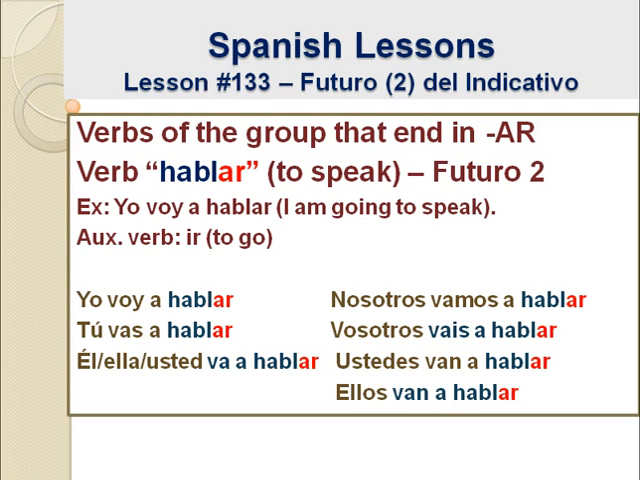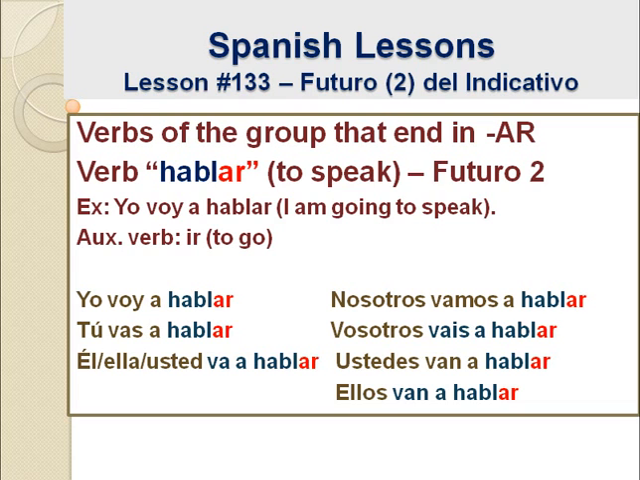Let's continue. Nosotros vamos a hablar. We are going to speak. Vosotros vais a hablar. You are going to speak. This is the plural you. Ustedes van a hablar. You are going to speak. This is also the plural you. And ellos van a hablar. They are going to speak.